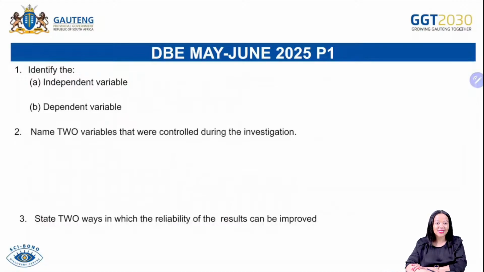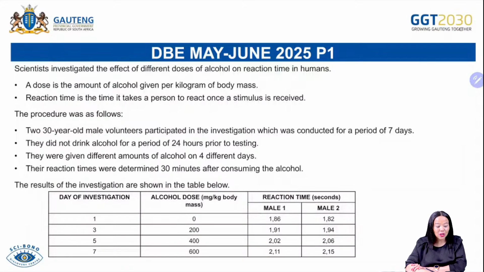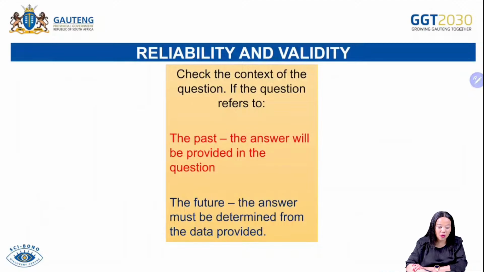Okay, grade 12 learners, let's see how well you managed to answer the questions. Taking you back to the question, remember we said the independent variable and the dependent variable, we're getting those from our aim. So here we have the different doses of alcohol and the reaction time. You need to ask yourself which variable depends on the other. Does the reaction time depend on the different doses of alcohol, or do the different doses of alcohol depend on the reaction time? The reaction time will depend on the different doses of alcohol.